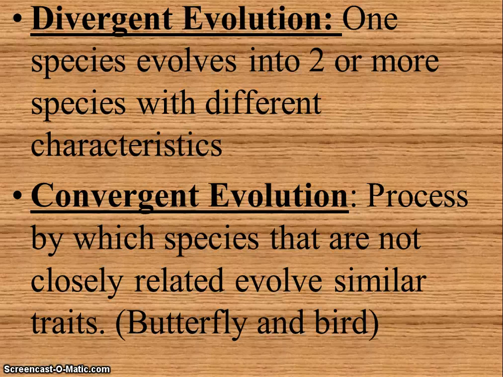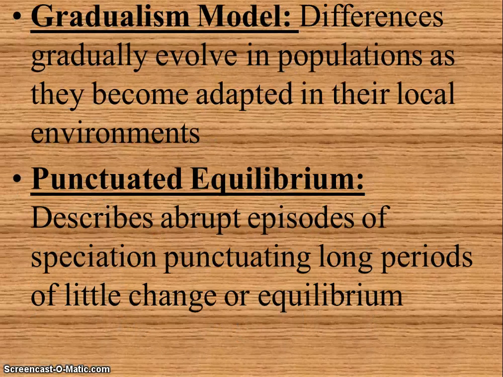Convergent evolution is a process by which species that are not closely related evolve similar traits, like a butterfly and a bird. The bird evolved much later than the butterfly. They each have a different ancestor and are not closely related at all, but they're similar because they have wings. However, different: one has bones and one has feathers.